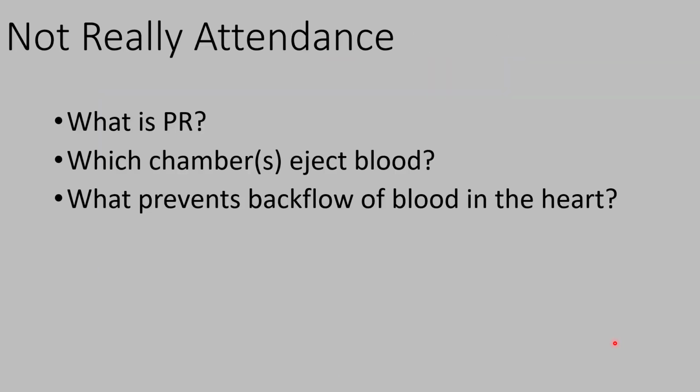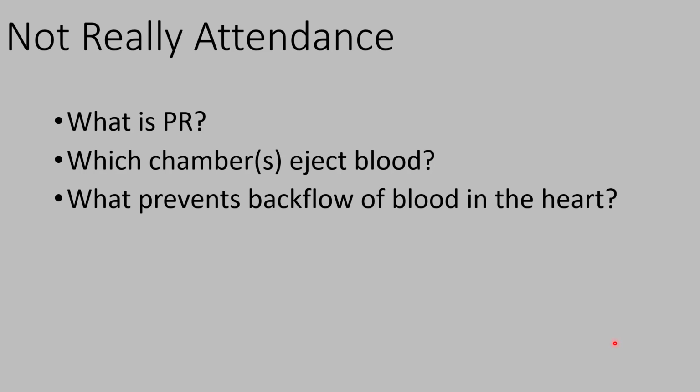So, as always, let's go ahead with our not really attendance questions. First, what is PR or peripheral resistance? Next, which chamber or chambers of the heart eject blood? And third, what prevents backflow of blood in the heart? So go ahead and try to answer those. Hopefully you've done that, so let's see what the correct answers are.